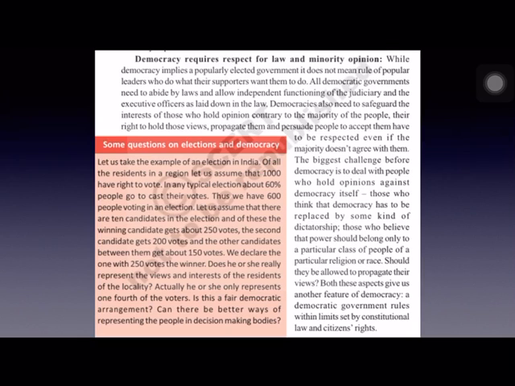Now, democracy requires respect for law and minority opinion. Democracy does not mean rule by popular leaders who do what their supporters want them to do. All the democratic governments should follow the laws and also should allow independent functioning of the judiciary as well as the executive without bringing any sort of pressure on them.